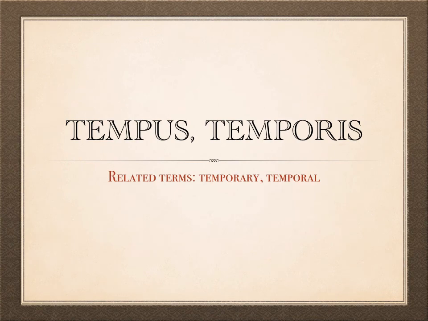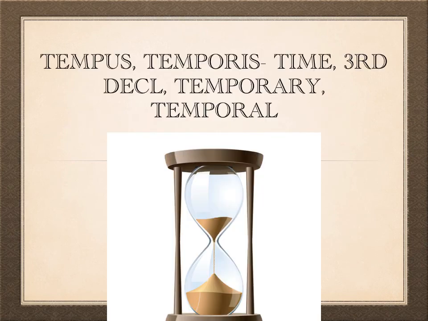Tempus, temporis. We just have a few more and then we're done. Tempus, temporis. We get temporary and temporal. So temporal is maybe a word you haven't heard before, but it's often used in tandem with the word spatial. So spatial has to do with space. Temporal things have to do with time.